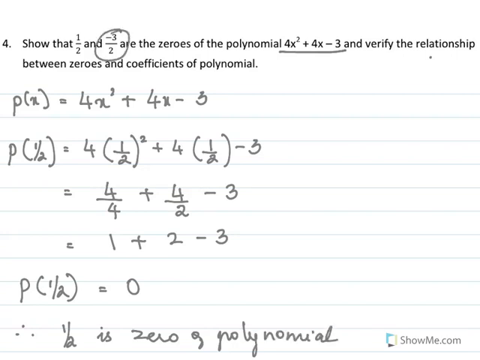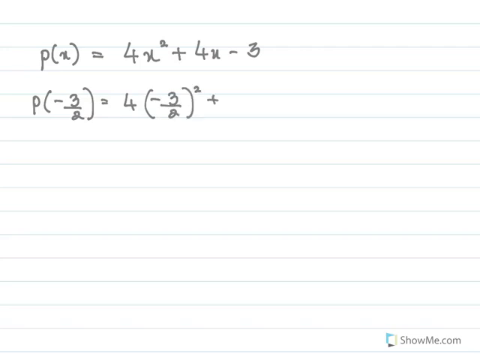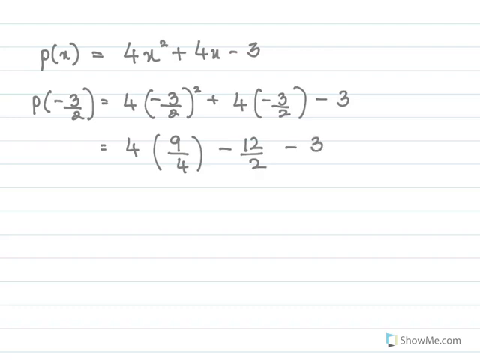Next is to show minus 3 by 2, and we do the same thing. So here is our polynomial 4x square plus 4x minus 3, and we'll do p of minus 3 by 2. So wherever there is x, you put minus 3 by 2, whole square. Here 4 times minus 3 by 2, minus 3. So we work this out. Here we get 9 over 4 minus, we multiply, 12 over 2 minus 3.